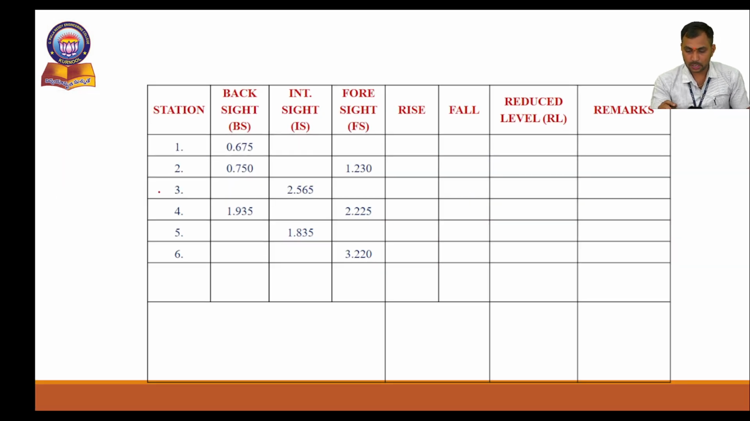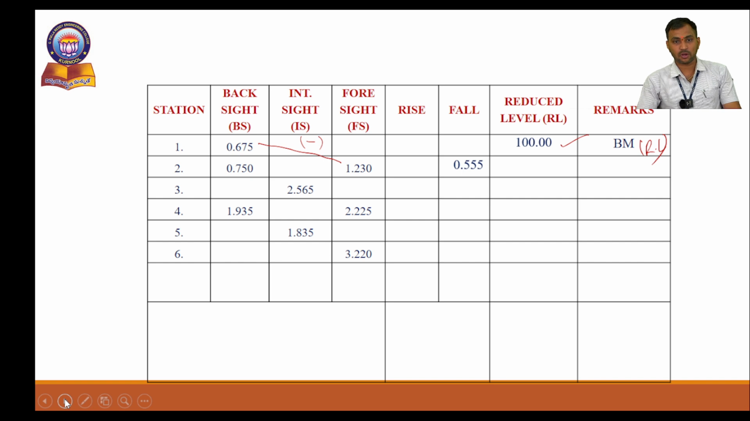Right. Now you see, 0.675 minus 1.230. What is the value that will come here? Nothing but, okay, BM is the benchmark, nothing but in our question the reduced level. The reduced level he has given is 100.000 meters. Okay, the value we got is 0.555. So nothing but fall.